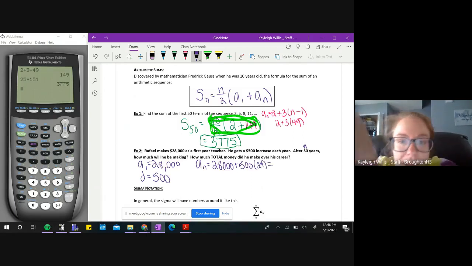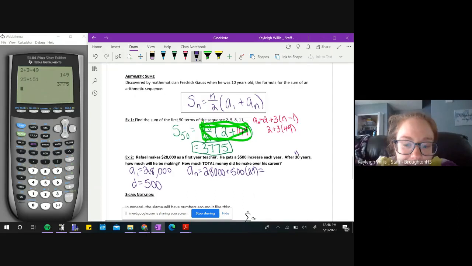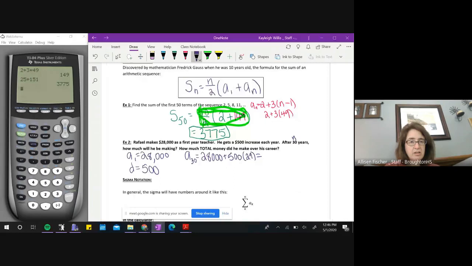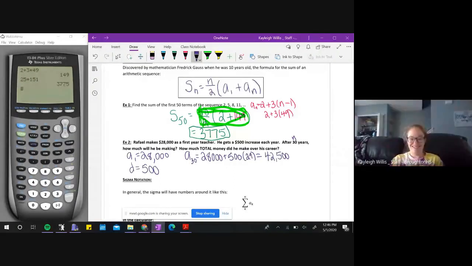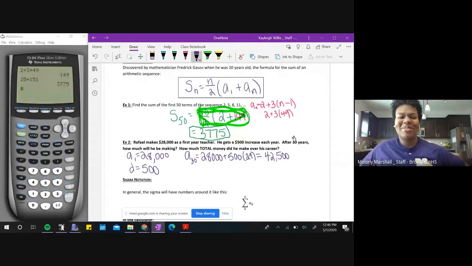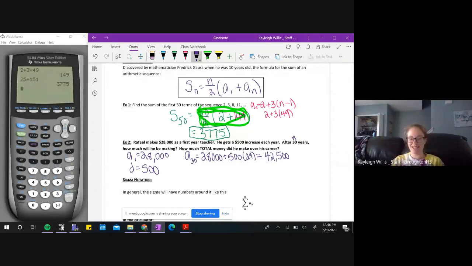So if I were to type that in, let me fix something here. Sorry. Instead of a sub 30, because that's what I did, it's 42,500. When I type that in, I get 42,500. Good, good, good. After 30 years, he's only making 42,000.